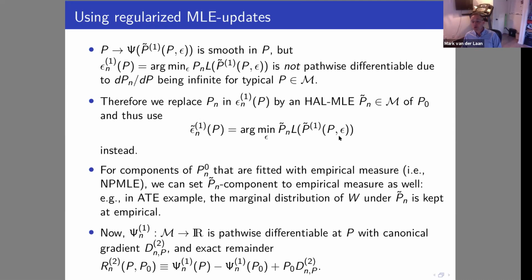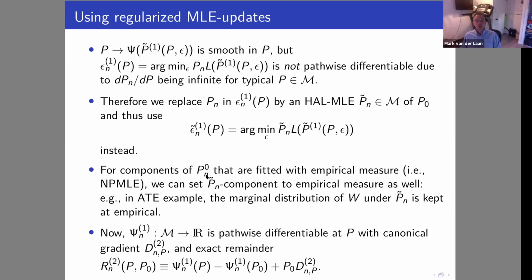Instead of over the empirical likelihood, we take the smoothed regularized likelihood, which replaces Pn by Pn tilde, the HAL-MLE. And we have proven that if you undersmooth the HAL-MLE, so you choose the L1 norm larger, you can actually show it starts acting like a regular NPMLE. It solves all these score equations, and even uniformly over a large class.